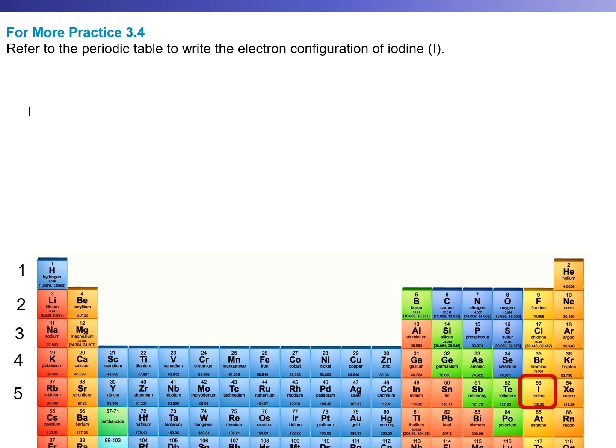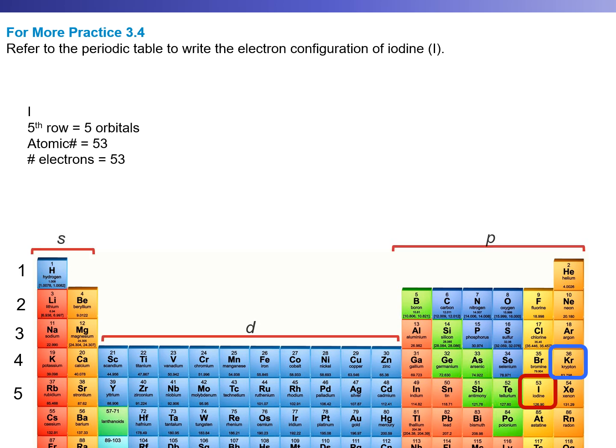And the halogen that precedes it is going to be krypton. All right, so let's write all that out. 5th row, which means 5 orbitals, atomic number 53, 53 electrons we need to place. And we know that we're going to be looking at the columns to help us out with this, and we're going to be concerned with the S, the P, and the D.